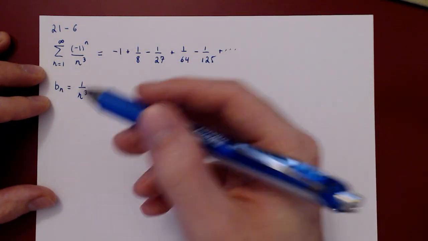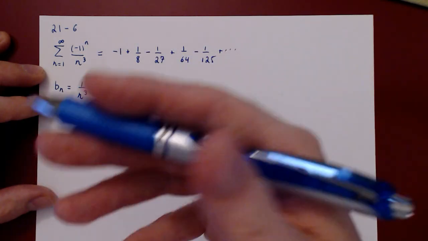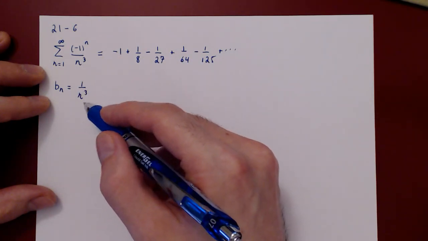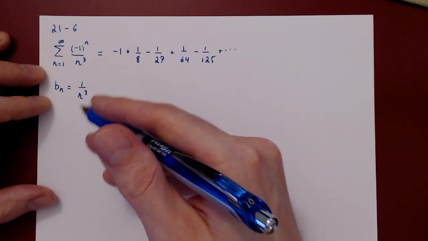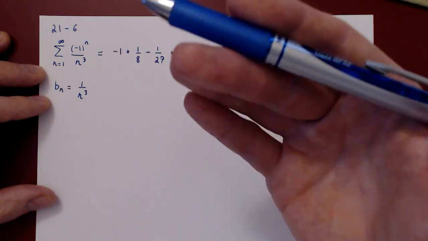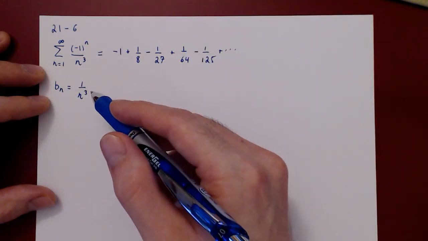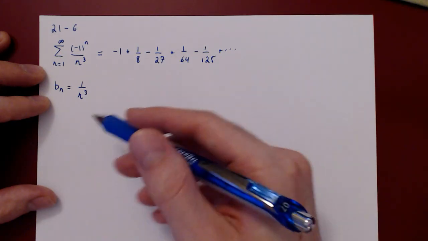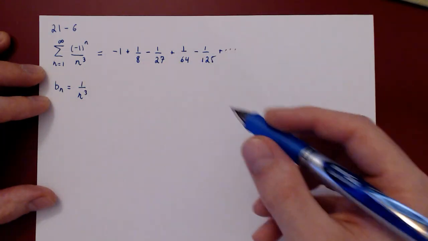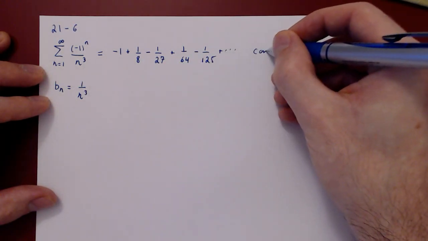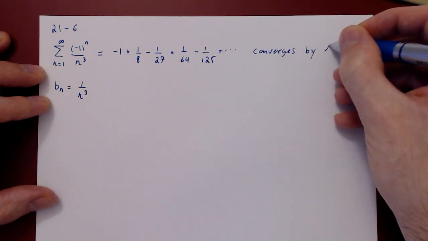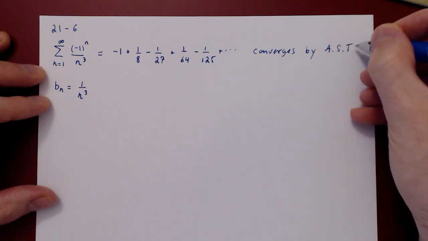Now obviously as n tends to infinity, Bn tends to 0. And as Bn is a constant over an increasing function, the result is obviously a decreasing function. So as Bn is decreasing, therefore obviously eventually decreasing, and approaches 0 as n tends to infinity, both conditions for the alternating series test are met, and so this series converges by the alternating series test.